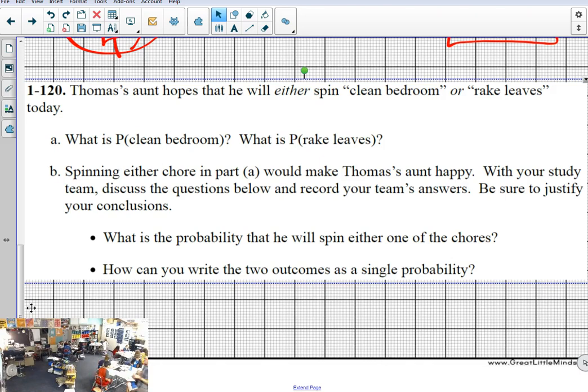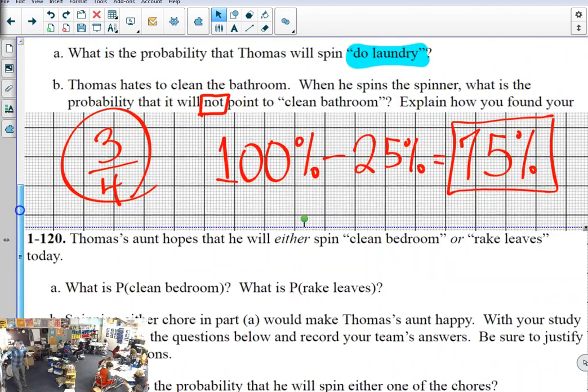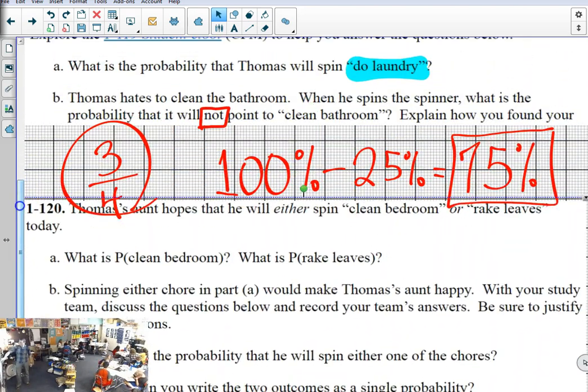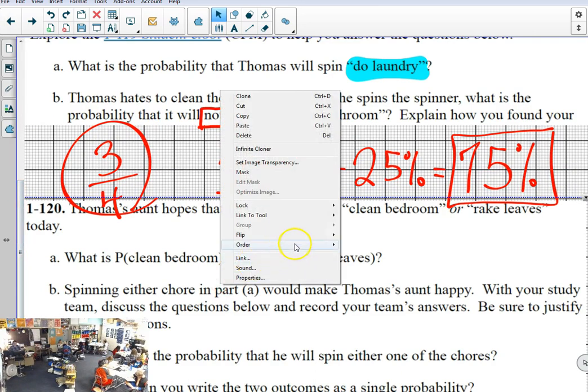So actually, this might be a good time to bring it back together. You can ignore me if you want. When we look at the probability of cleaning the bedroom, I'm going to put this on top of that. Sorry, give me just a second. Bring to the front.